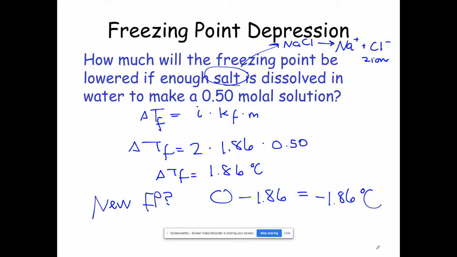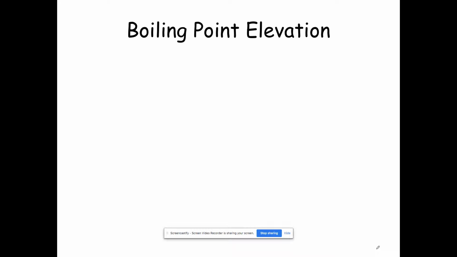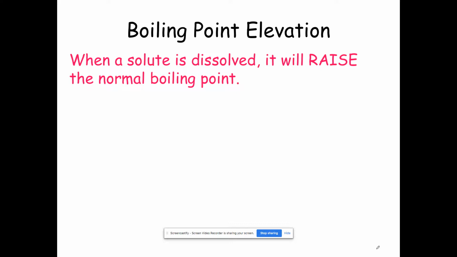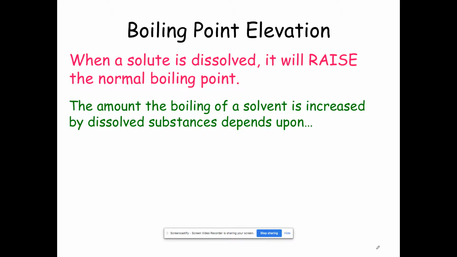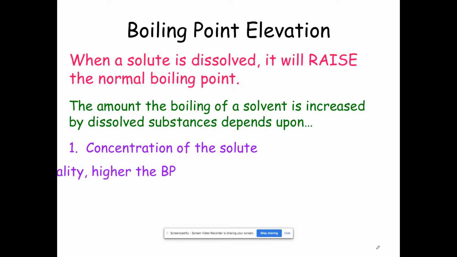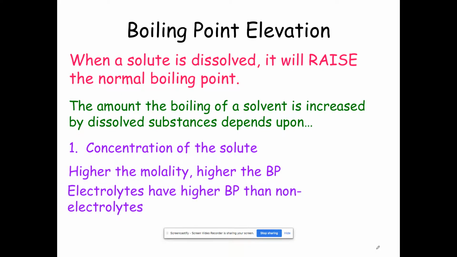Sounds good? But also, if you dissolve a solute, it's going to raise your boiling point. It's pretty much the same concept, just the opposite way. Instead of lowering, we're raising. Normal boiling points are going to be changed by dissolving our solutes. So guess what? It's going to depend on the same stuff. How much there is: higher the molality, higher the boiling point. Things that are electrolytes, those are acids, bases, and salts, are going to have higher boiling points than non-electrolytes.